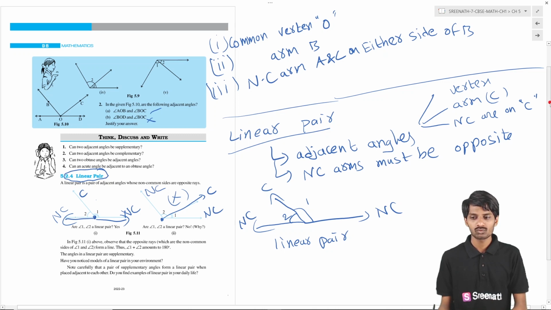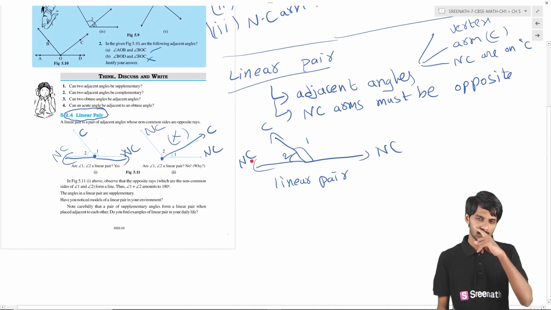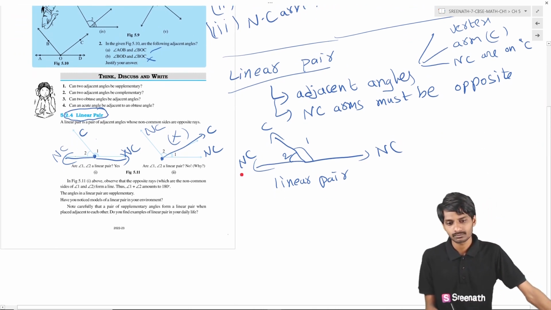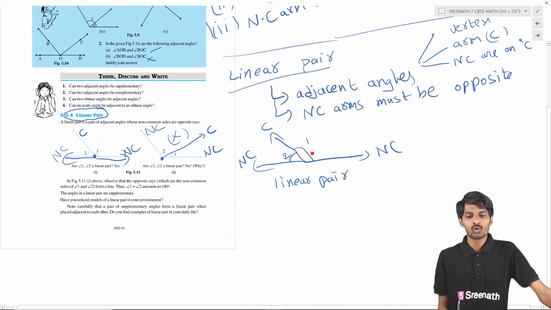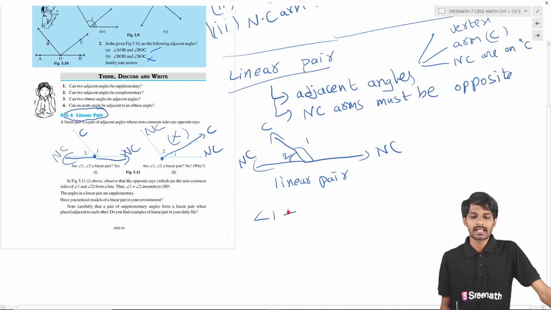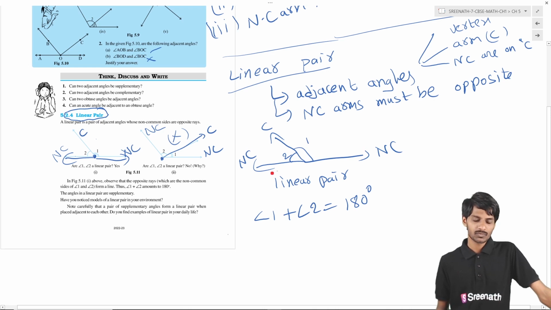So finally, what is the conclusion? Whenever the condition of a linear pair holds, both the angles, angle 1 and angle 2, add up to 180 degrees. Why? Because the non-common arms are opposite to each other, so they form a straight line. The angle in a straight line is 180 degrees.